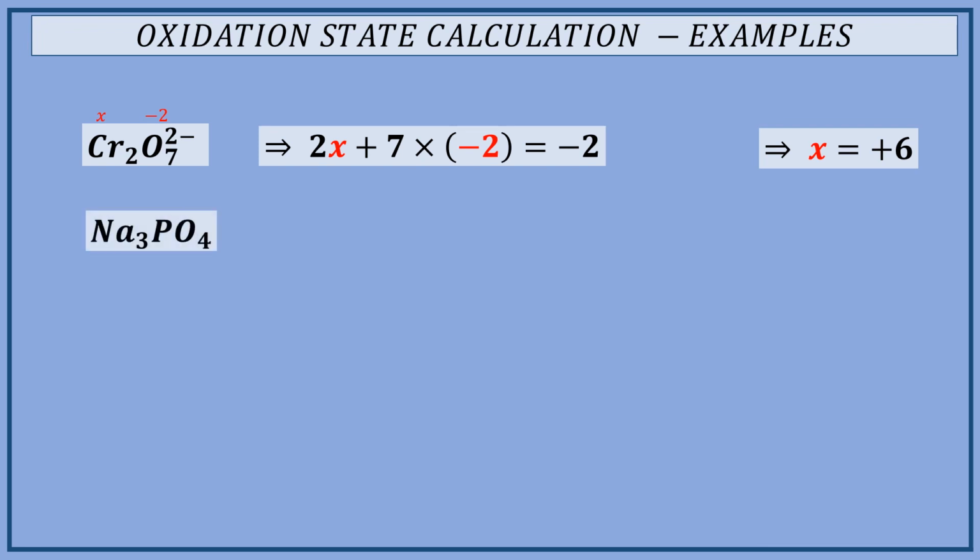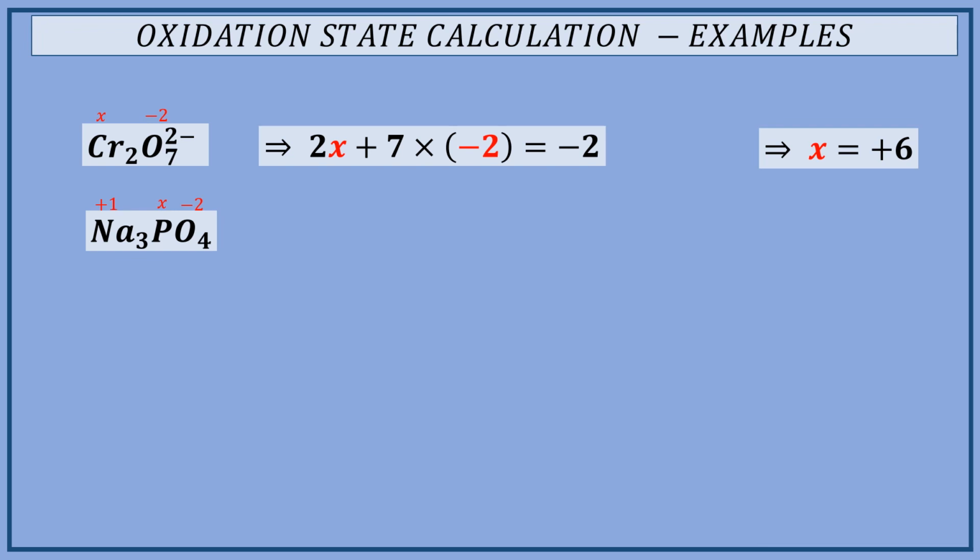Let us say we have to calculate the oxidation state of phosphorus in Na3PO4. Once again we will refer to the rules for calculation of oxidation state, from where we can note that alkali metals always show +1 oxidation state. So the oxidation state of sodium will be +1. The unknown oxidation state will be represented by X, and again oxygen generally shows the oxidation state of -2.